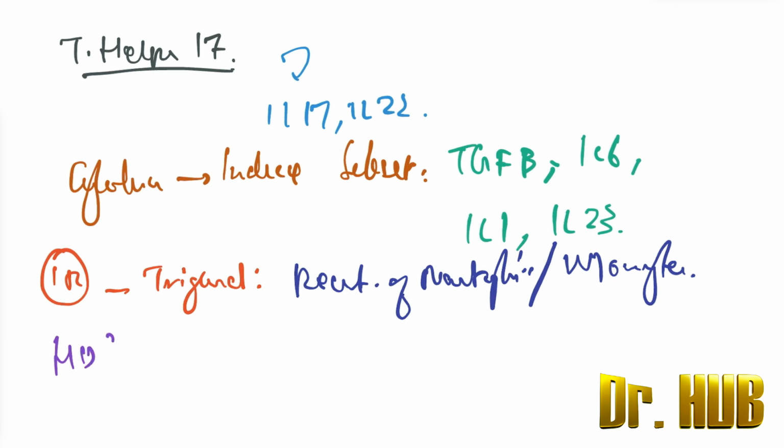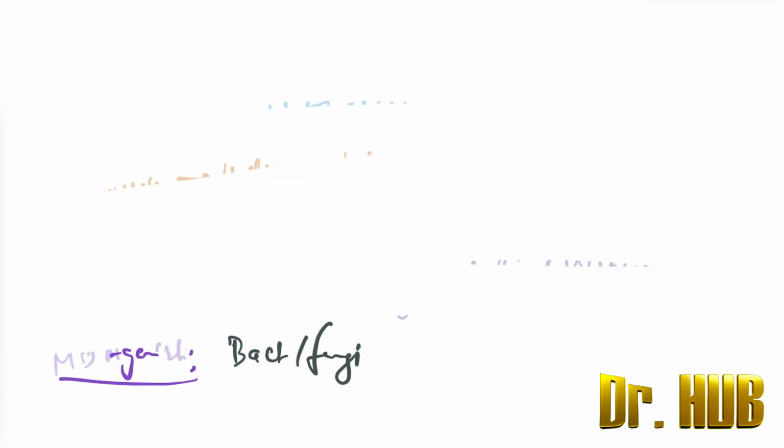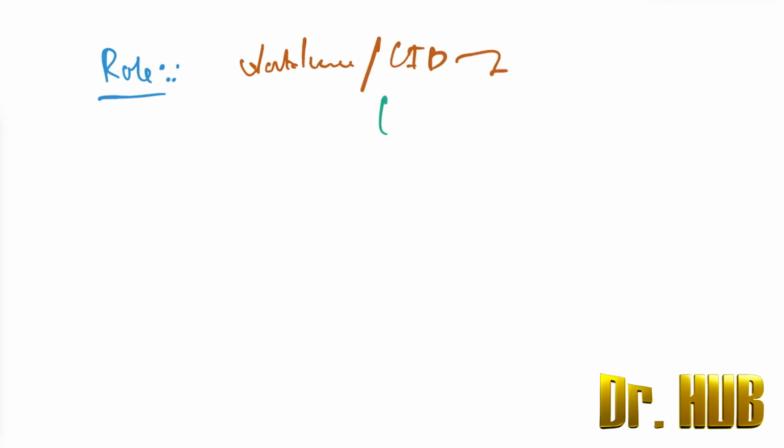Next is the host defense against, especially the bacteria and the fungi. Next, what is the role in disease? The role in diseases includes the autoimmune and other chronic inflammatory diseases. So this includes IBD, psoriasis as well as MS.